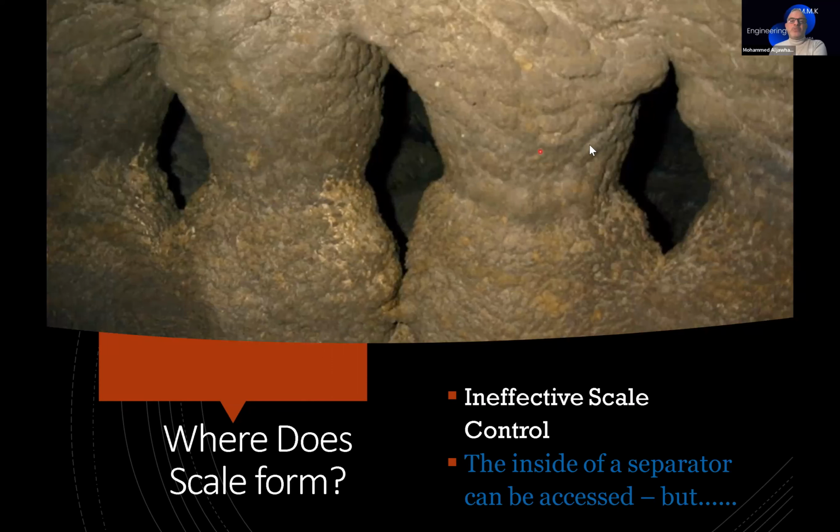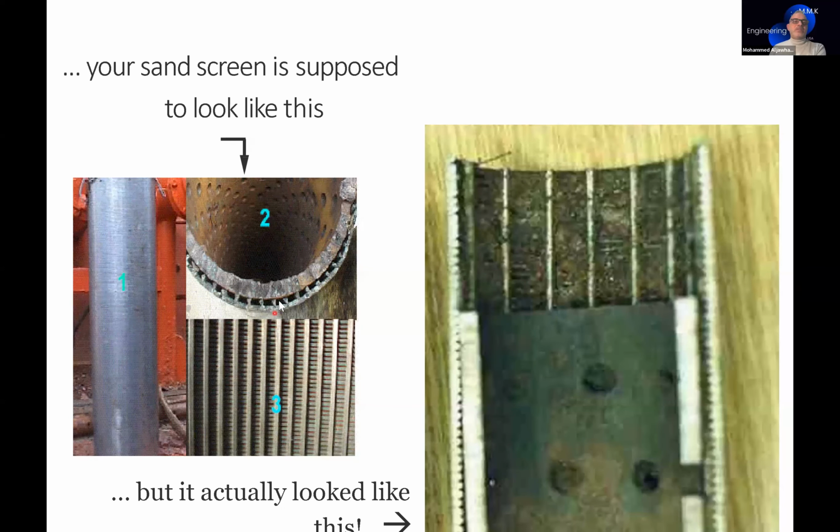So is it possible to remove this scale, or just put another separator instead of this separator? What is the best choice for us? You have to consider this. For instance, the sand screen should look like this, but in reality, it's almost plugged because of scale. The scale deposition inside the sand screen makes it less effective, and you have to consider how the fluid can pass through this screen.